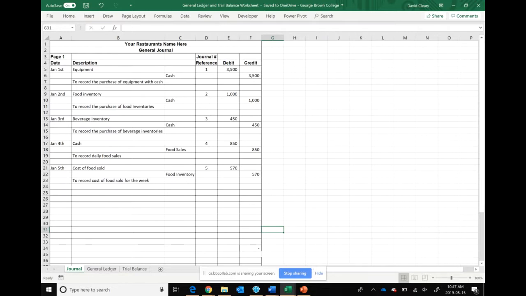So our journal is nicely laid out. It's good. They have reference numbers. They have dates. Our debits equal their credits. And they've got descriptions, so we kind of know what's what.